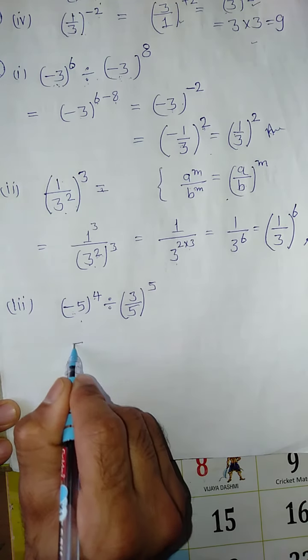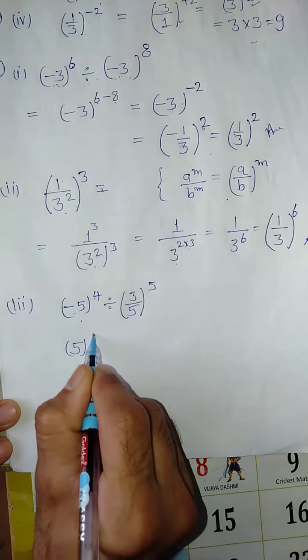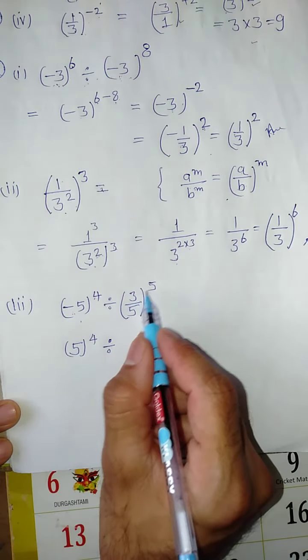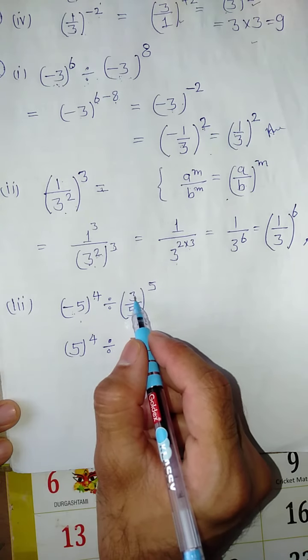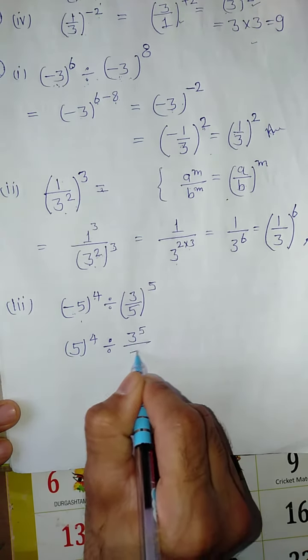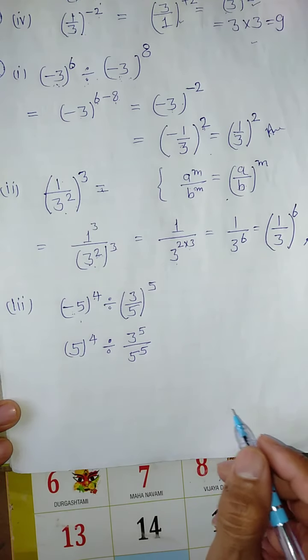So can we write here 5 power 4 directly? Yes. And divided by, here can we write 3 power 5 and 5 power 5? So 3 power 5 and 5 power 5.